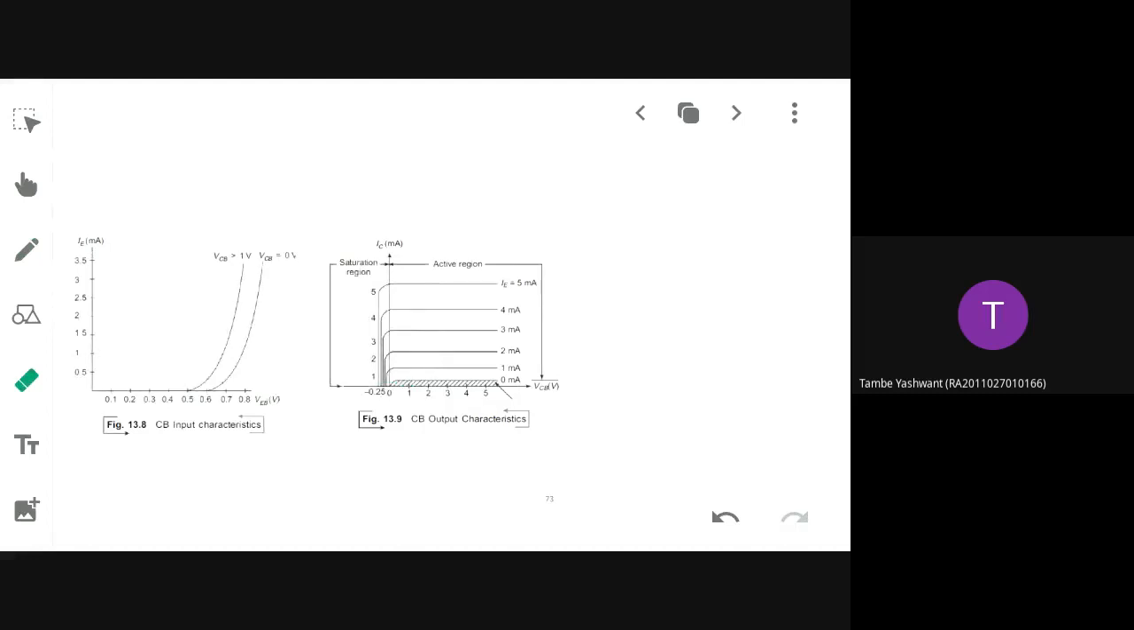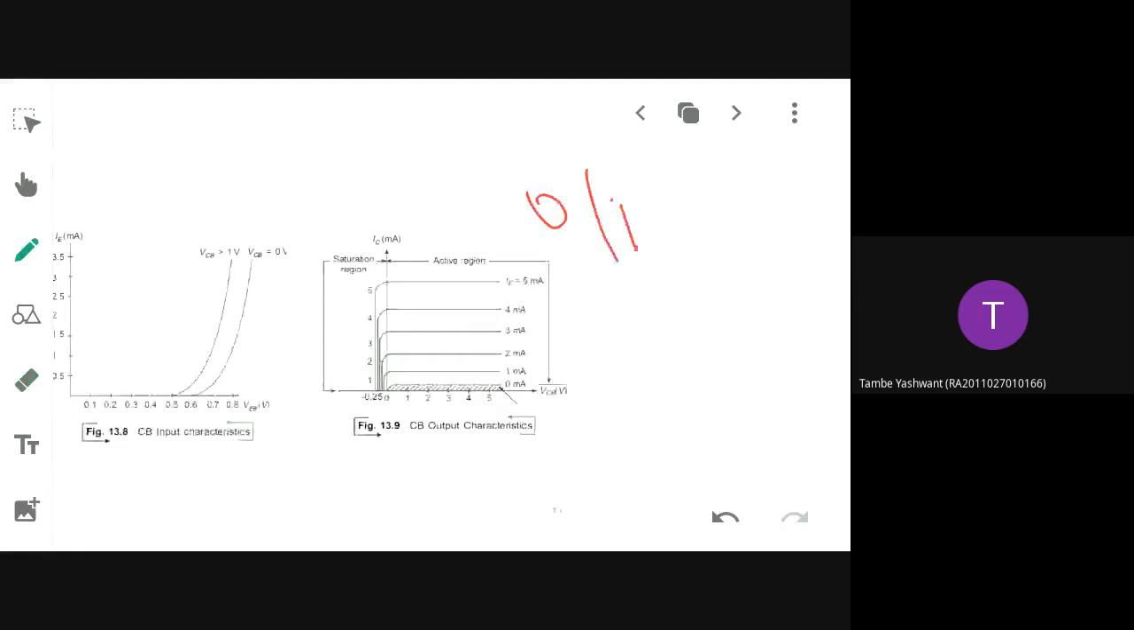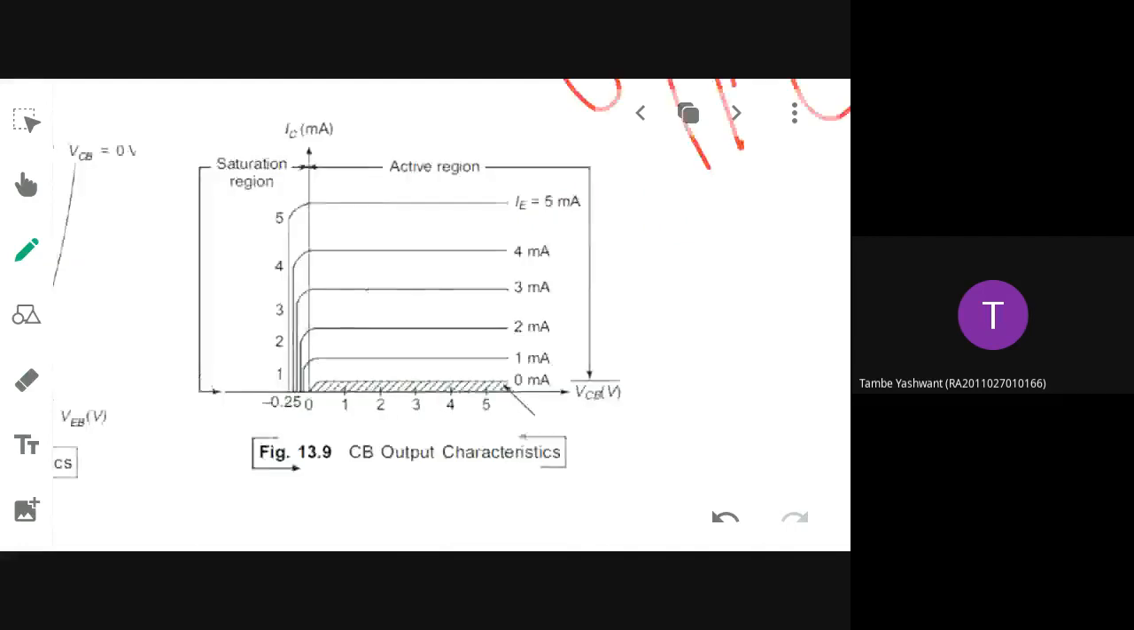That's all. Now I want to draw the output characteristics also. So you can see for yourself in this curve what parameter is kept constant. IB, ma'am.